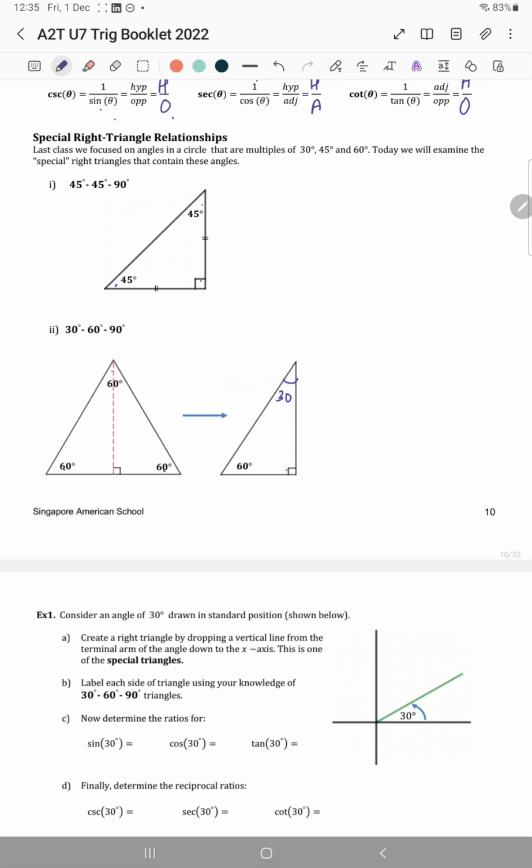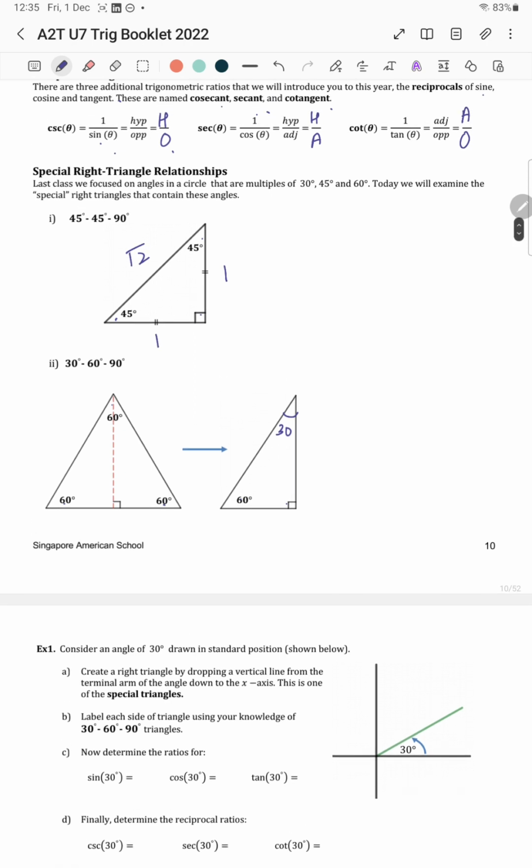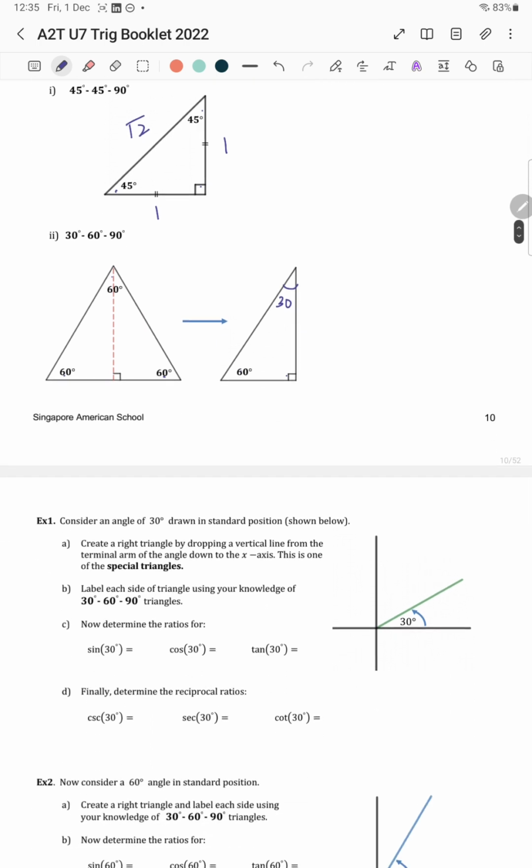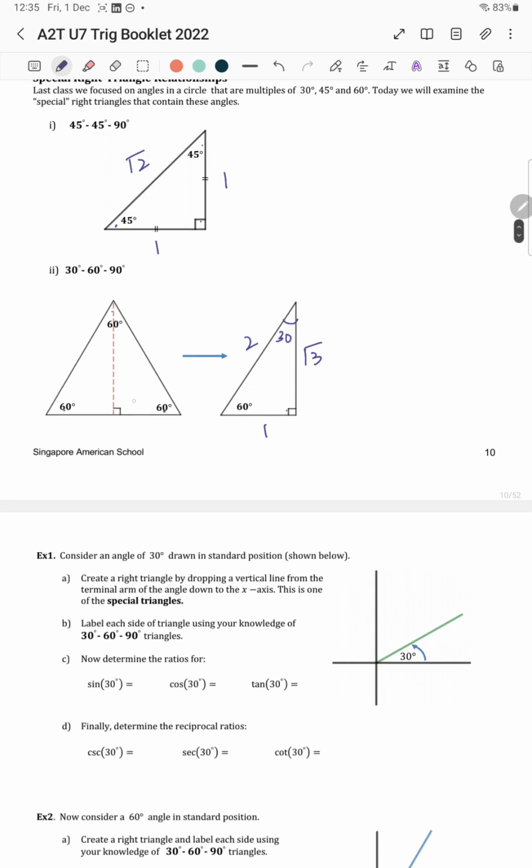The ratio of the sides of the triangle would be 1, 1, square root 2 if it is a 45, 45, 90 triangle. If it is a 30, 60, 90 triangle, then the ratio would be 1, 2, square root 3.